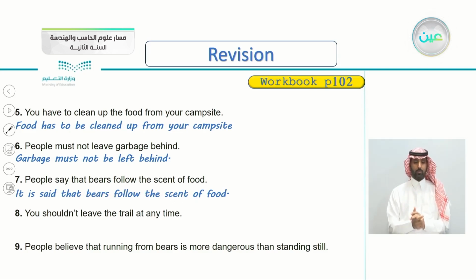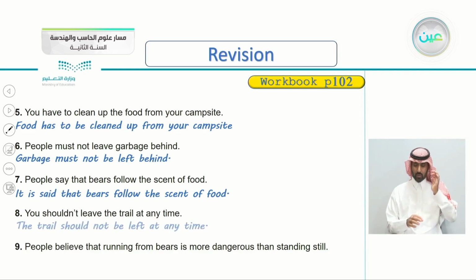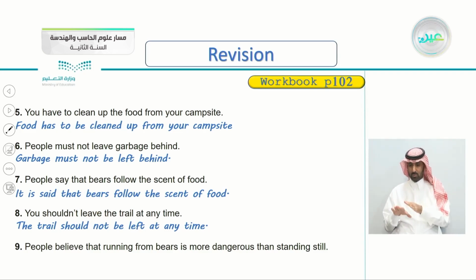Very good. Number 8, you shouldn't leave the trail at any time. Again, you shouldn't leave the trail at any time. Begin with the object. So, let's see the answer here. So, very good. The object is the trail. The trail should not be left. Leave here, change to left at any time. The trail should not be left at any time.